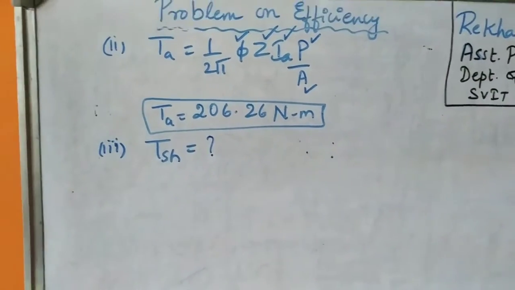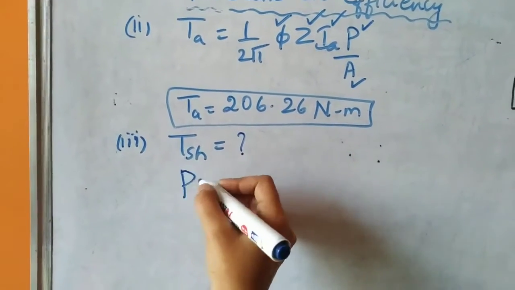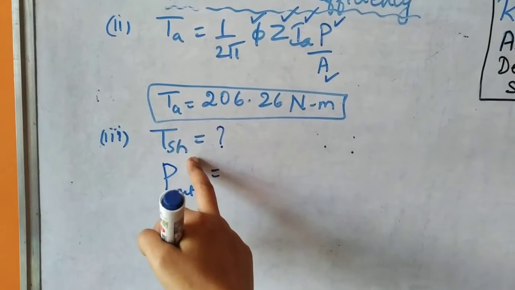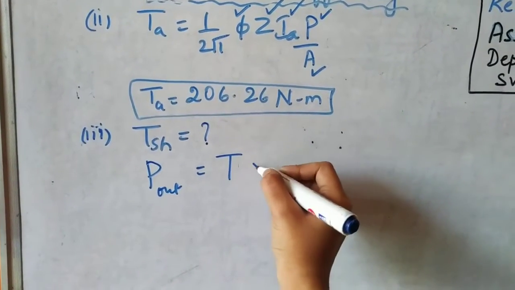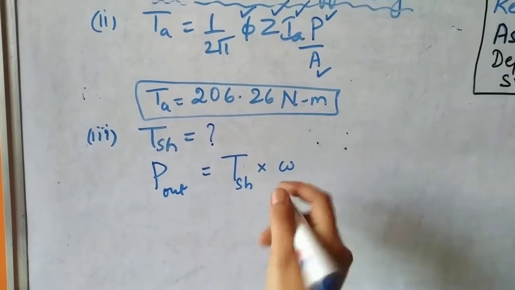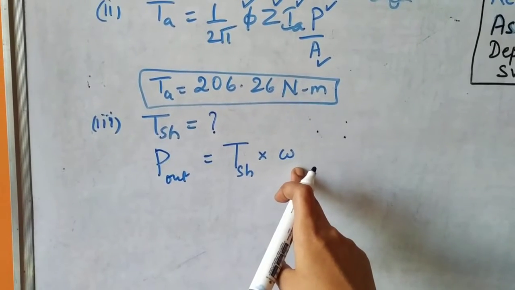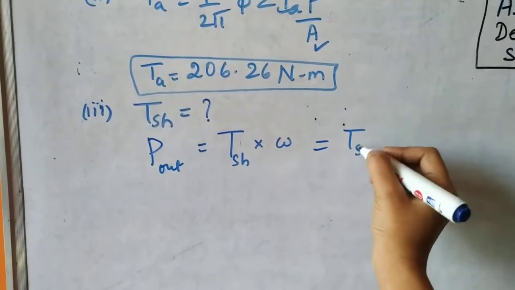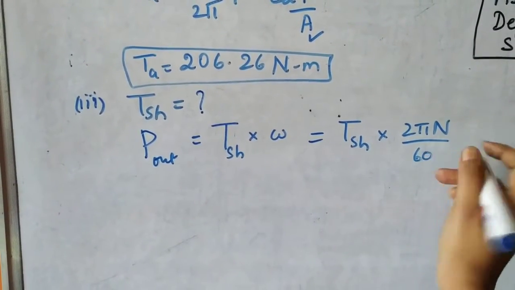So with the help of another logic, that is the output power, because the shaft torque is nothing but the torque which is obtained at the output side. We know that power is equal to torque into omega. So we will utilize this, right? Omega is nothing but 2 pi n by 60, so we can write this as shaft torque multiplied by 2 pi n divided by 60.